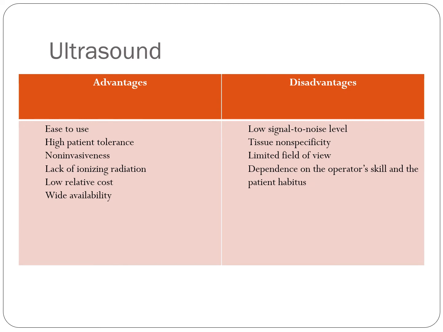So what are the advantages and disadvantages of ultrasound? Advantages are that it is very easy to use, has high patient tolerance, is non-invasive, lacks ionizing radiation, is low in relative cost, and is widely available. On the disadvantage side, it has a low signal to noise level, tissue non-specificity, limited view, and dependence on the operator's skill and the patient's habitus.